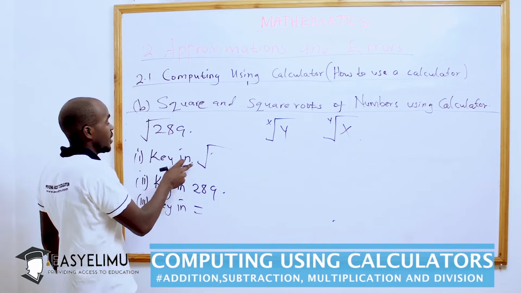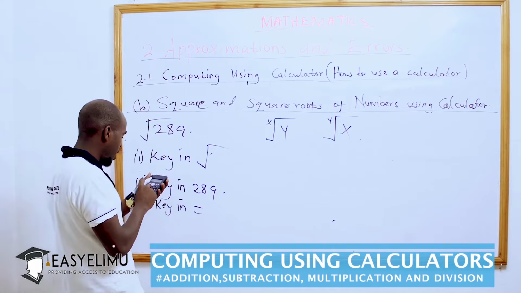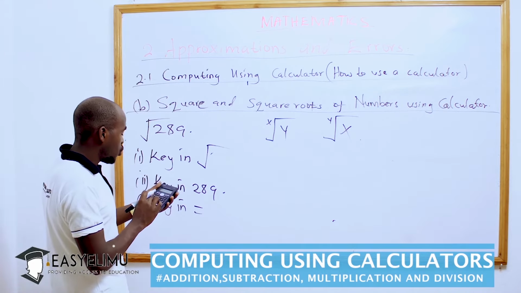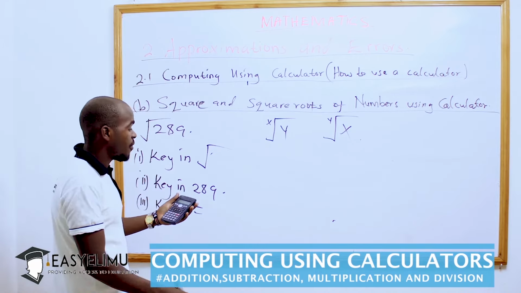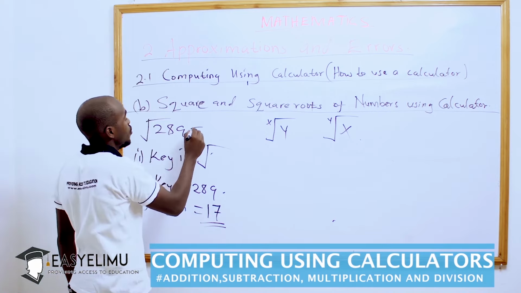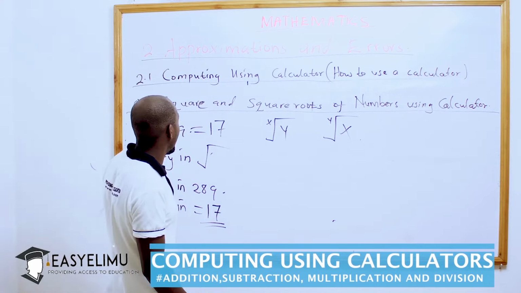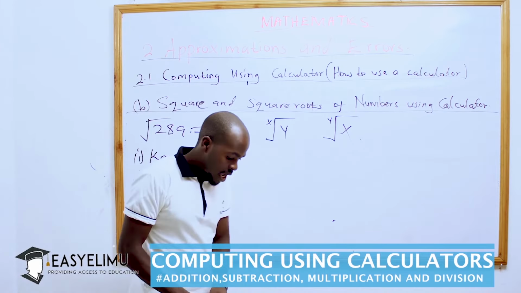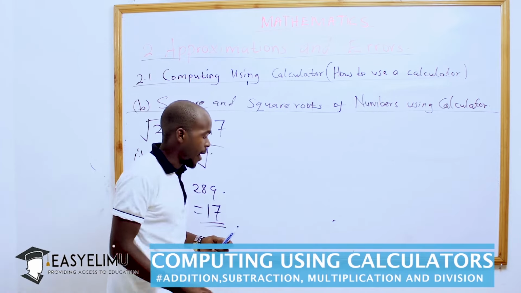For the 82FX82MS, you will find that the square root sign is present, so you just key in that square root sign, then press 289, and then press the equal sign, and you will find it displays the answer as 17. So the answer of the square root of 289 is 17. That one was for the square root, and let's handle the square.